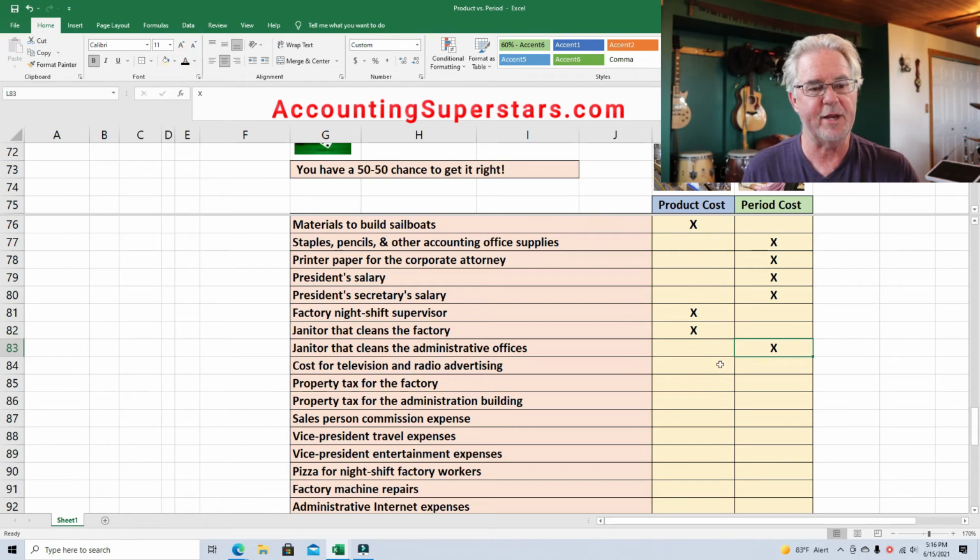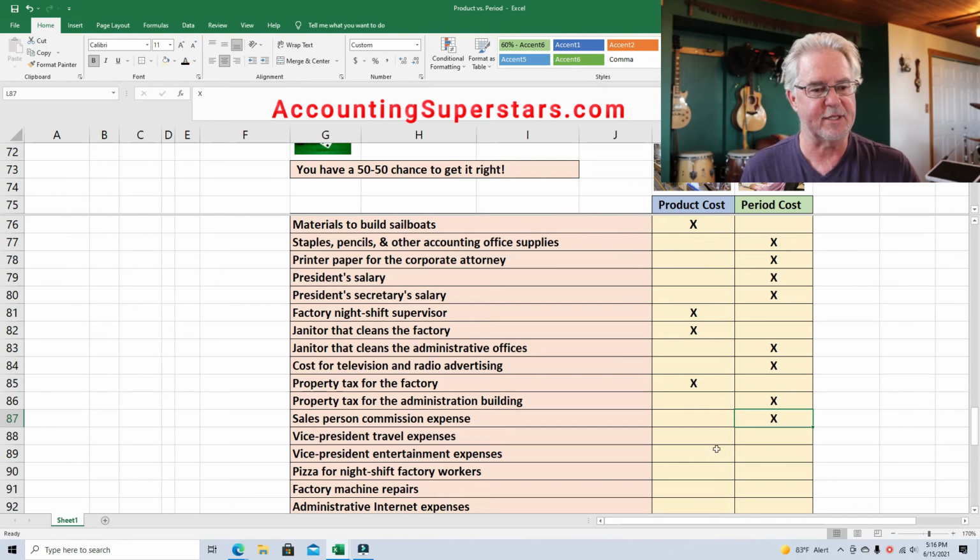Cost for television and radio advertising. Well, where does that take place? Somebody in the office writes the script and they contact a marketing agency or an advertising agency, and there you go. Property tax for the factory. That has to do with the factory. Property tax for the administrative building. There we go. Salesperson commission expense. Well, salespeople usually work out of the office and they're not actually building boats, although salespeople are super important.